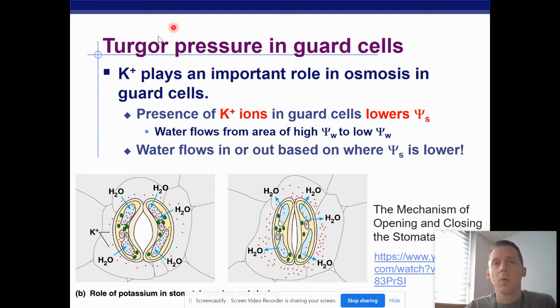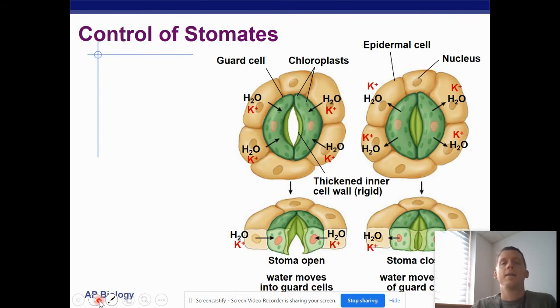So it is going to be pretty important that you understand how these stomata work. So again, potassium in, water follows, the stomata open, or potassium leaves, water leaves, the stomata shrinks. You should be able to describe this in terms of potassium and water, but also in terms of water potential.